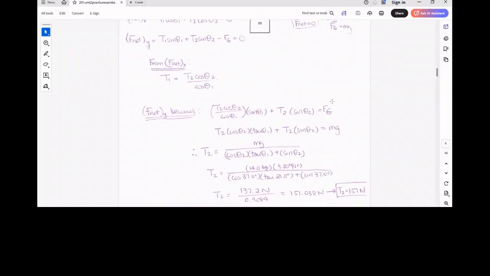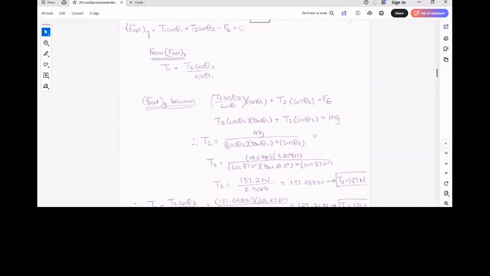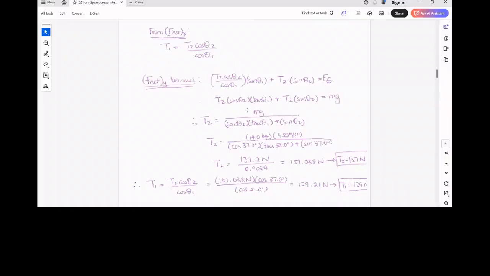expression. Now, I moved the gravitational force to the right side because it was my only negative that was on the left side of the equation. And I'm now trying to just factor T2 out. So I have T2 times the product cos theta 2 over cos theta 1 times sine theta 1. I can take that sine theta 1 over cos theta 1 and turn it into a tangent theta 1.